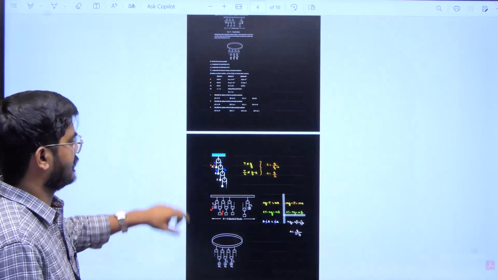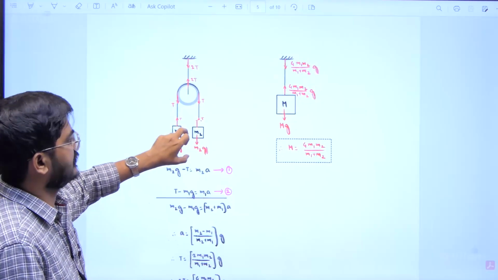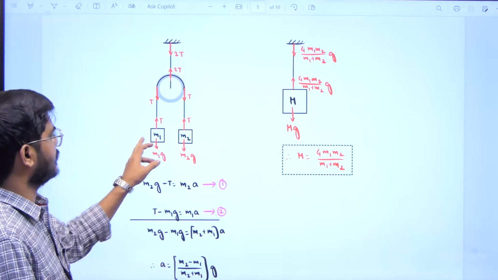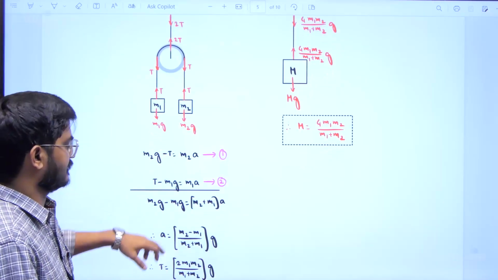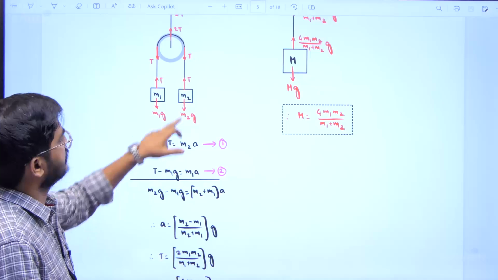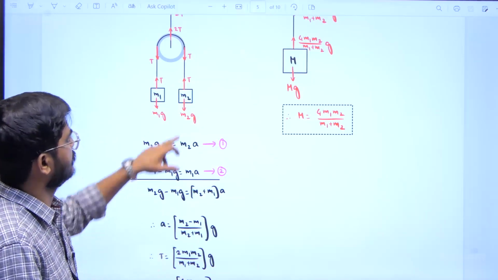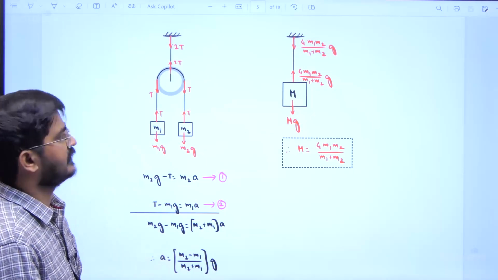And there is another way of doing it, but for that we should know some other basics. So if there is m1 and m2, if you draw the free body diagram of this and write down the equations, you will get the tension. The tension here is 2m1 m2 by m1 plus m2 into g. The tension here will be 4m1 m2 by m1 plus m2 into g.